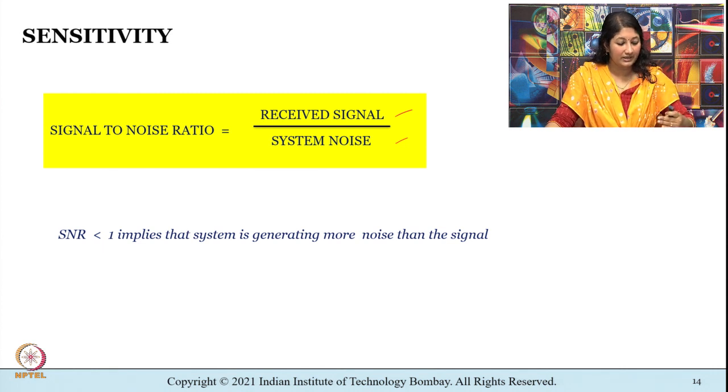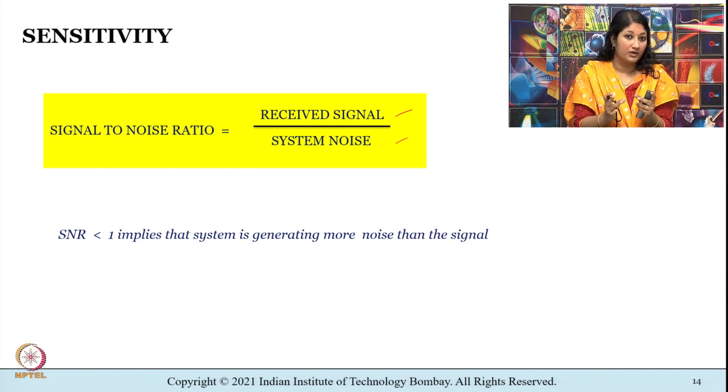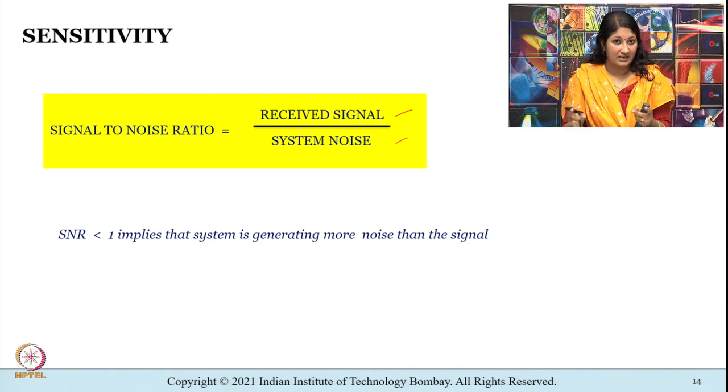And whenever we have an SNR that is less than 1, it implies that the system is generating more noise than the signal you are receiving. Remember the numerical that we solved wherein we were getting SNR in decibels that is negative, the system generating more noise than the signal you are receiving. So, the higher the SNR, the better is the performance of the measurement system.